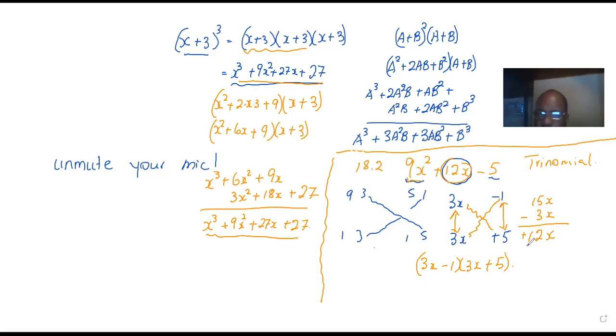I want us to have a look at a different one. The different one is 18.3. 18.3 says 16x squared minus 49.